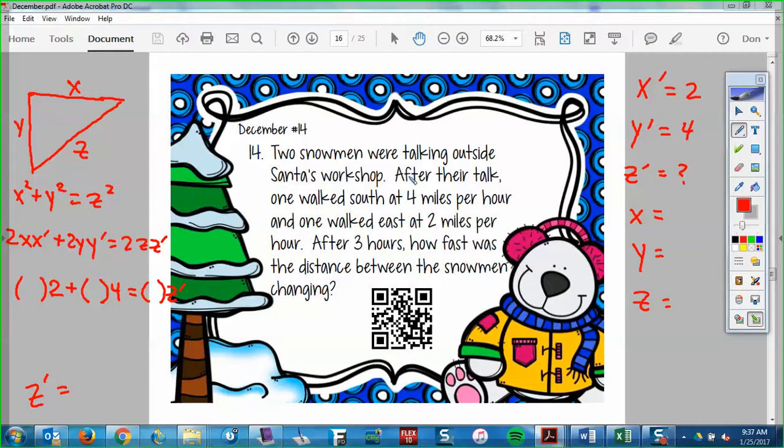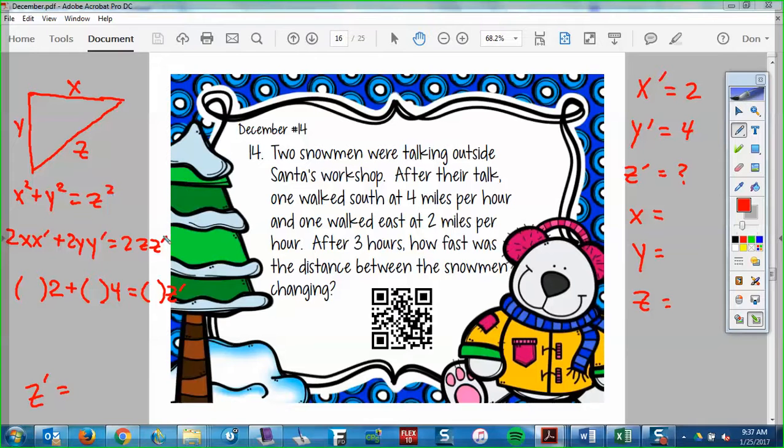But you have one of the snowmen walking south, one walking east. Now I always do get questions, or sometimes people wonder about this, if this should be negative because it's going down, right, in the map, but it's not, right? It's not negative. Why? Because what's y doing? Increasing. This distance is increasing, so therefore y prime has to be positive. And x is increasing, so x prime has to be positive. So that's 2 and 4.